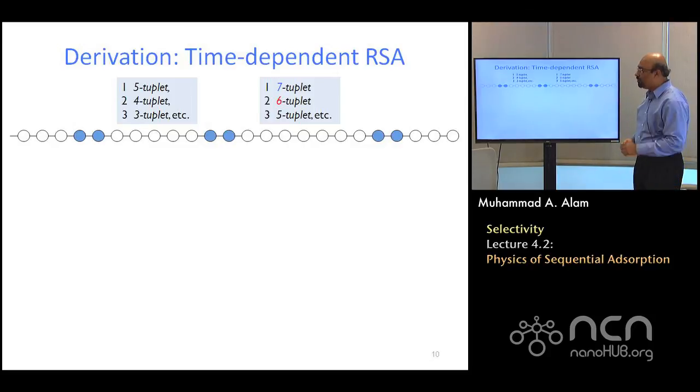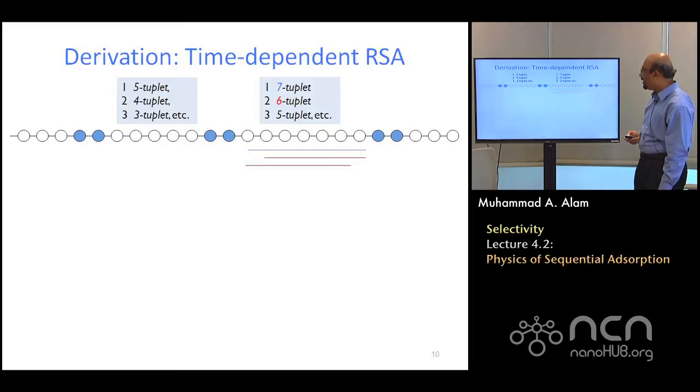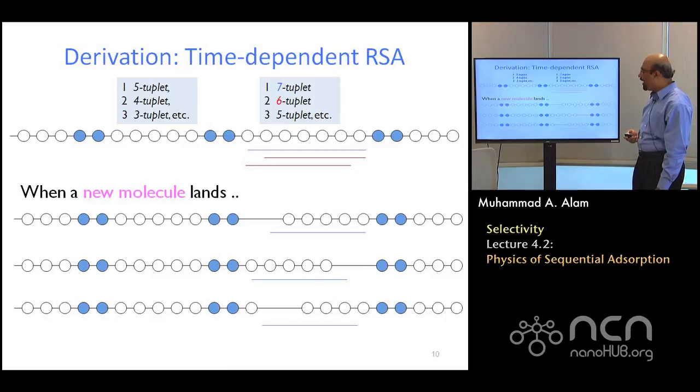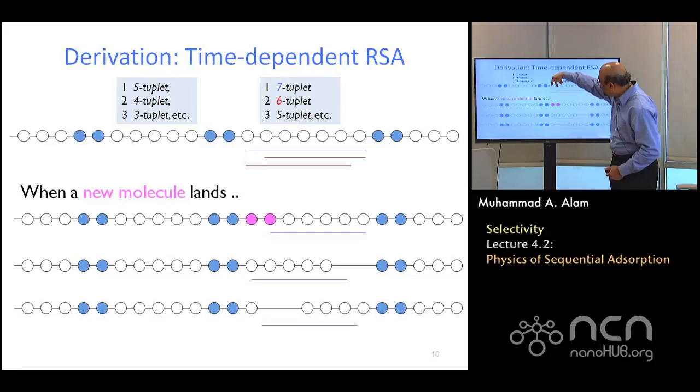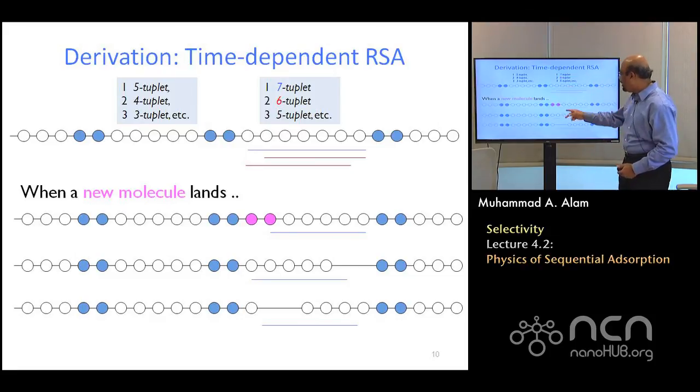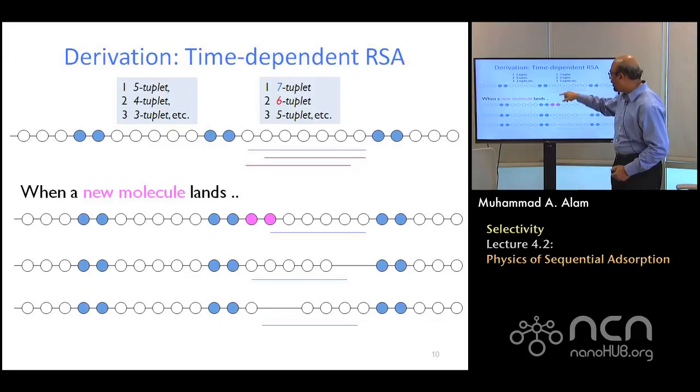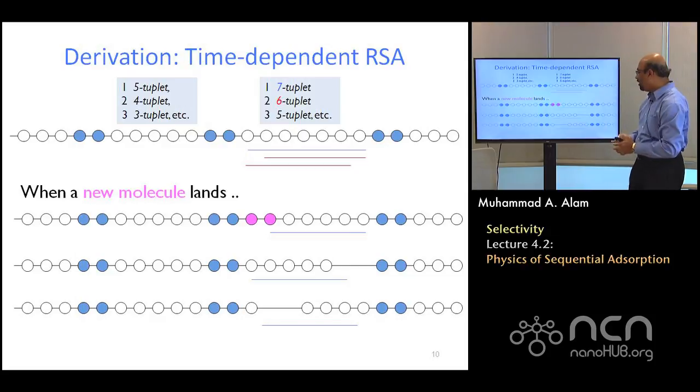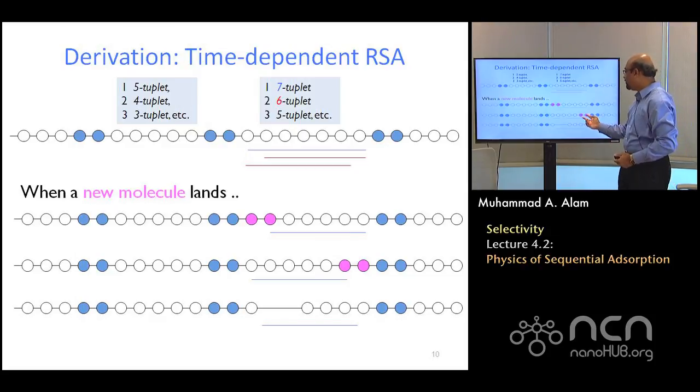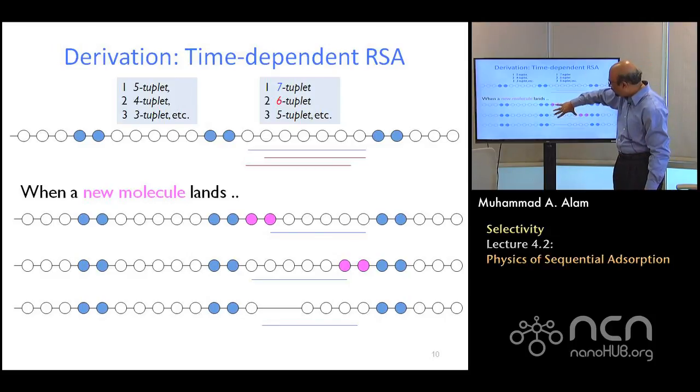And you can then write the equation for how the number of tuplets changes as a function of time when the next molecule comes. So this 7 tuplet consists of 2 6 tuplets. When a new molecule lands, you see what will happen. It can either land here on the first 2, on one end. So a 6 tuplet is destroyed, because now I have only a 5 tuplet here. Or it can land on the other side also. So a 7 tuplet is destroyed, simultaneously destroying a 6 tuplet because I now have just 5.